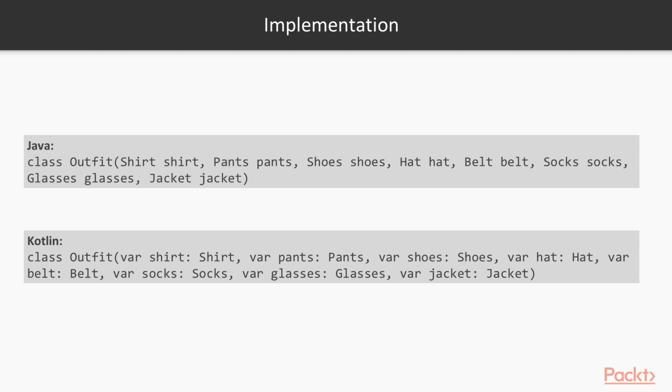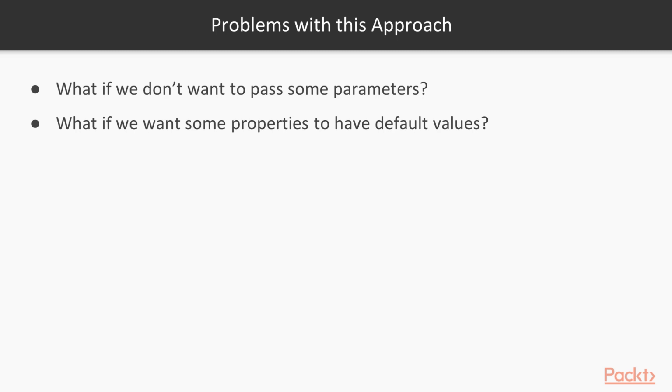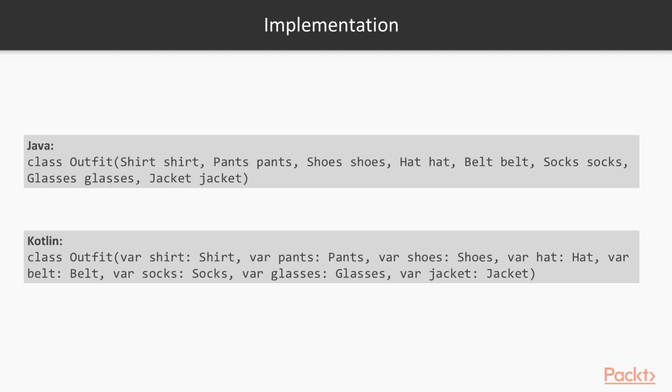Now you can see the big problem with this is that there are a lot of parameters. If we want to add more parameters or more accessories, we need to make the constructor even longer. So some problems with this approach. What if we don't want to pass in a parameter? So going back to the previous slide, what if we don't have a hat or a belt in our outfit? Then what do we do?